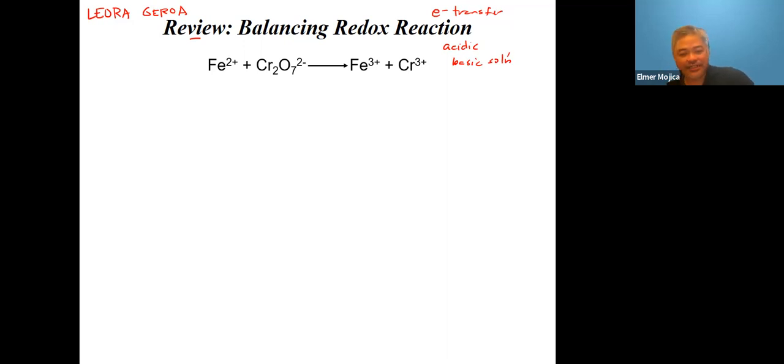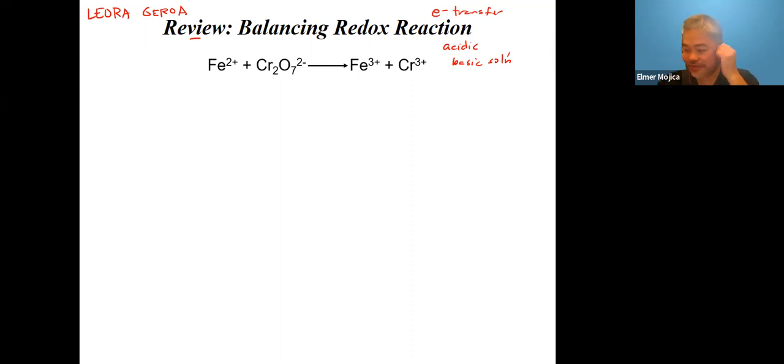Sabi nga nila, there are two types of electrochem. Either you have a spontaneous reaction that produces electricity or energy, or you use electricity or energy to make a non-spontaneous reaction go. Okay, so you use the energy or you produce the energy.